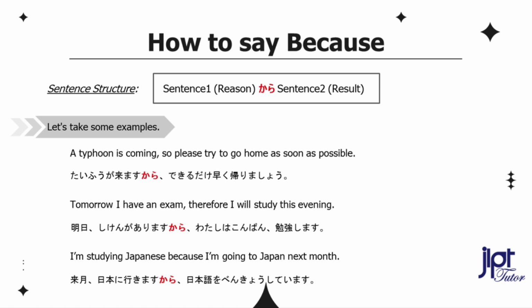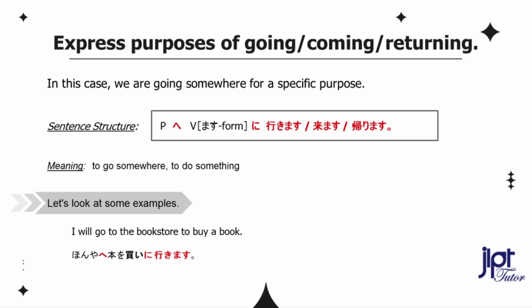How to express the purpose of going, coming, and returning. In this case, we are going somewhere for a specific purpose. The sentence pattern is as follows. Start with the place name, followed by the particle e, which indicates a direction, then put either a noun or the masu form of a verb, followed by the particle ni, and end with a verb. Grammar structure: place, e, noun or verb masu form, ni, verb, meaning to go somewhere to do something. Remember that you have to change the form, cut off masu, and put ni.